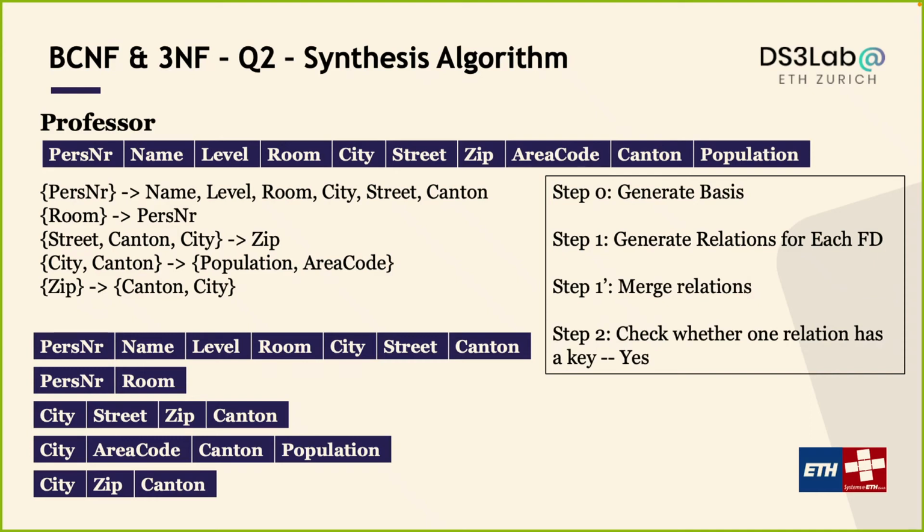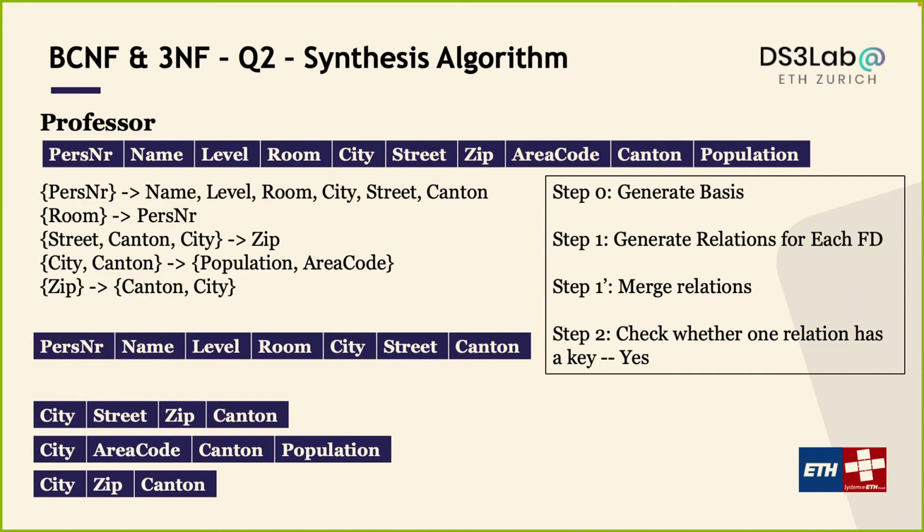And then you need to merge relations, right? So in this case, what are we going to merge? If you look at the second relation that contains personnel number and the room, it is a subset of the first relation. The first relation also contains personnel number and the room. Then you merge them to only keep the big one.